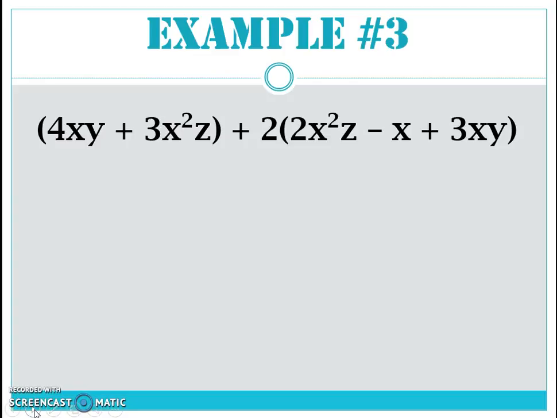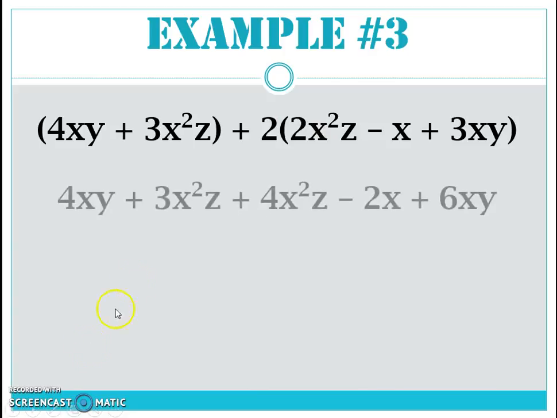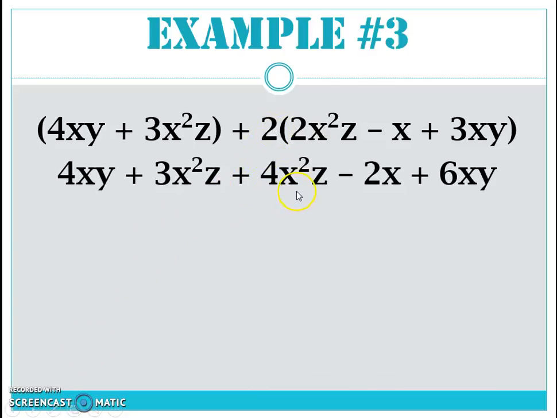In this example, again, we can drop our parentheses on the first set, but in the second set, we need to distribute the 2. So we get 4x squared z, and then 2 times negative 1 is negative 2x, and 2 times 3 is 6. Notice here, all we've done is leave the variables alone. We've done absolutely nothing with them. We just multiply the coefficients, which are the big numbers.